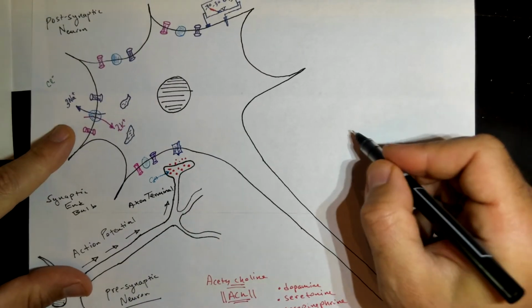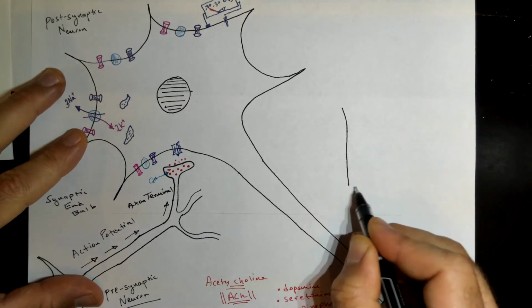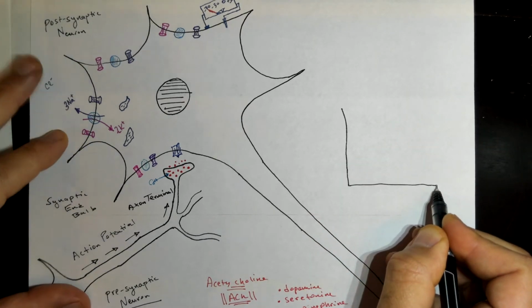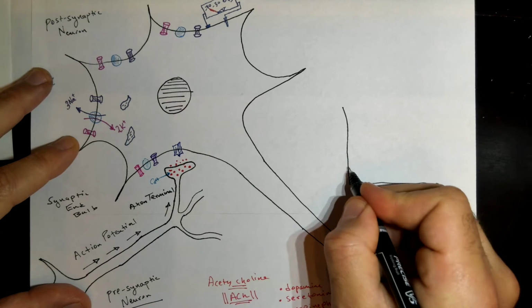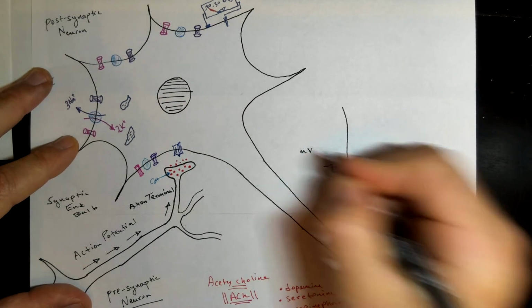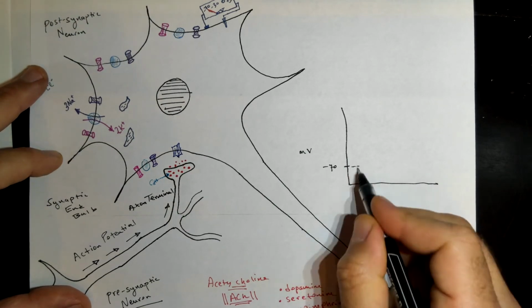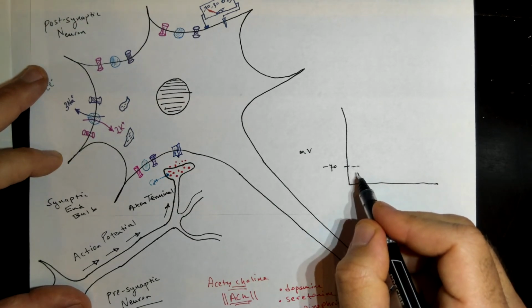Let's also remember that we do have our graph that we want to keep in mind, right? At any given spot, you're going to be at minus 70 millivolts. So that's our resting membrane potential. So keep that in mind as we move forward.